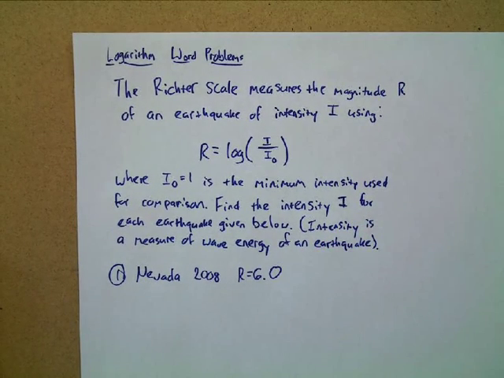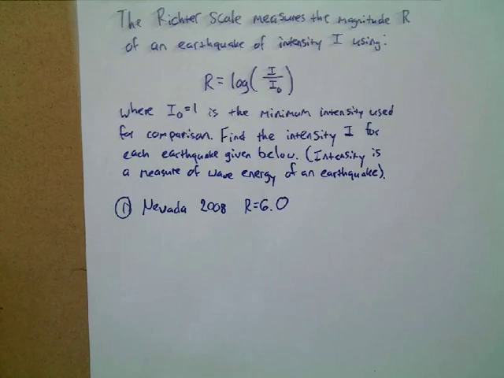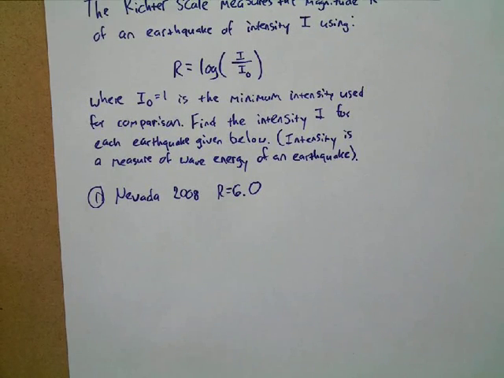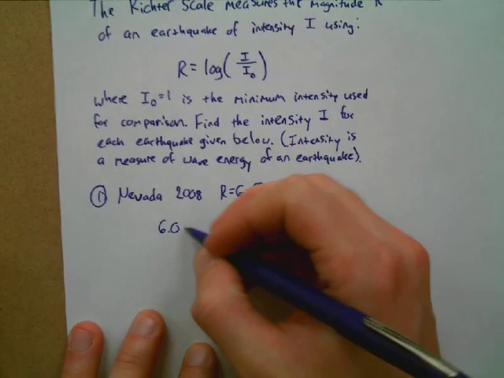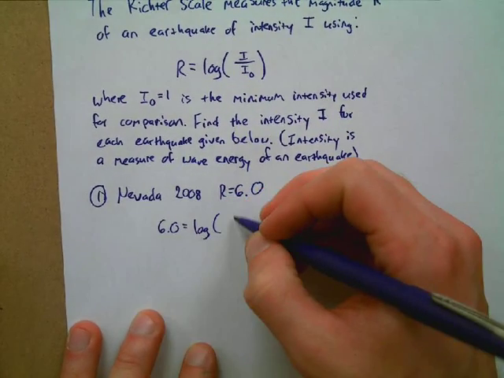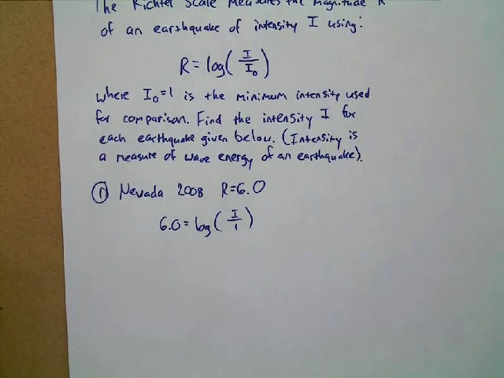And so we want to figure out what the intensity scale or score was for that. So that goes in for the R there. We'll say 6.0 equals log of I, the intensity we want to solve for, over 1, the baseline intensity. So I over 1. Okay. So what was the wave energy of that earthquake in Nevada in 2008 if the Richter scale score was 6.0?